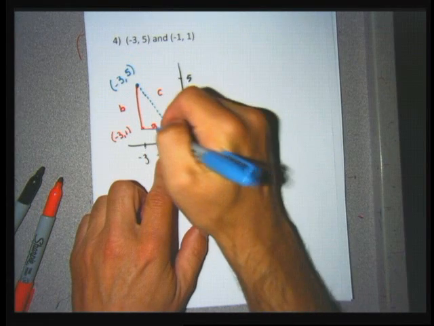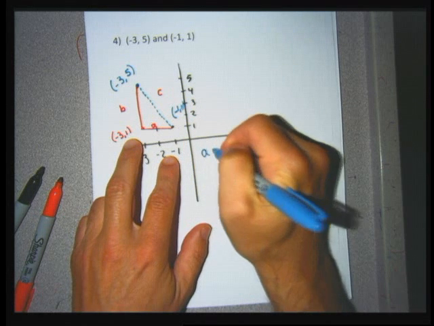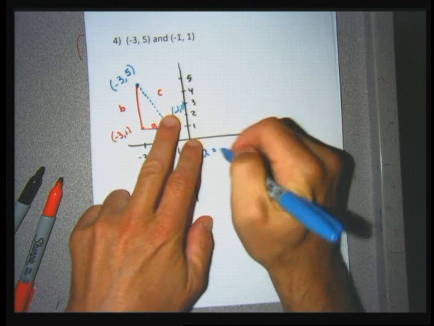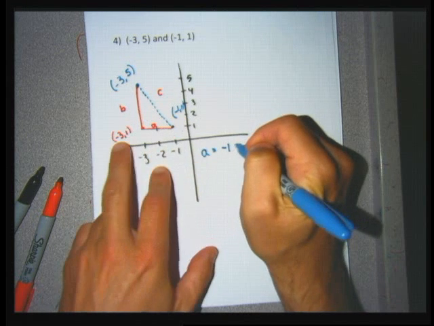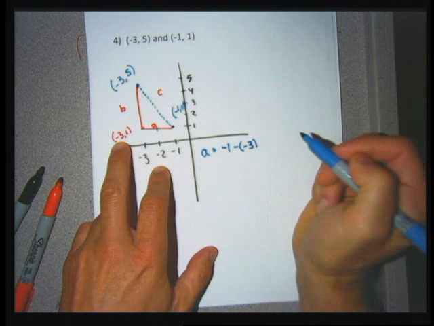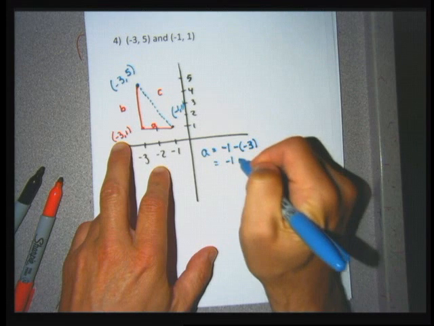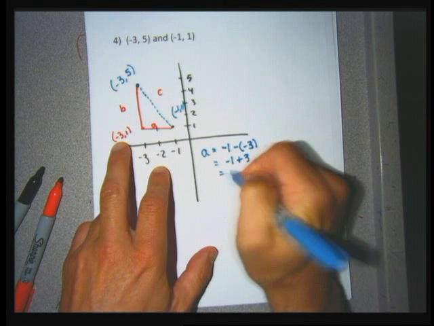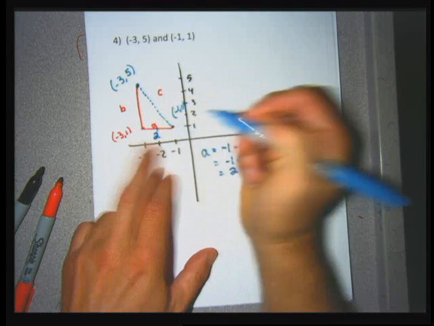I can see that that's just 2 units long, but technically to find A, I'm just going to subtract the x-coordinate of the given point, -1, minus the created point, -3. The x-coordinate of that is -3. If I do this subtraction, I have a double negative, which I turn to a positive, and I'm going to get a 2.